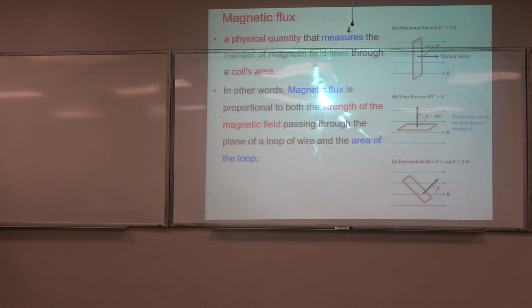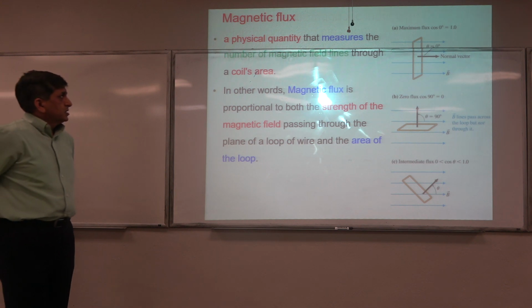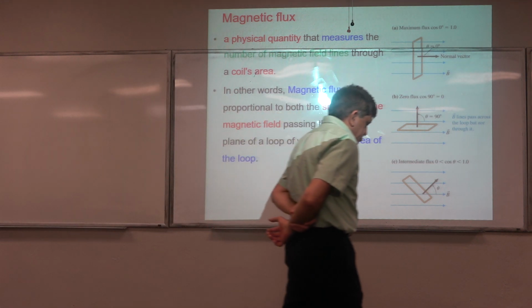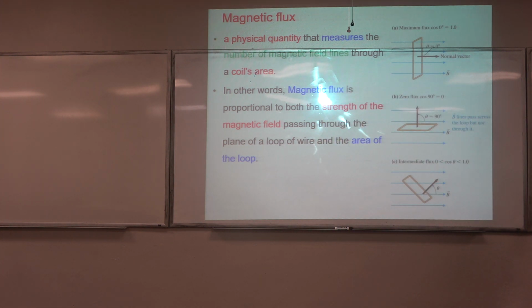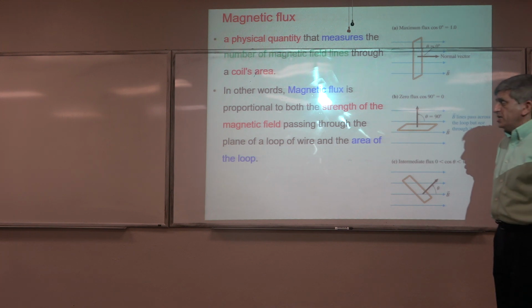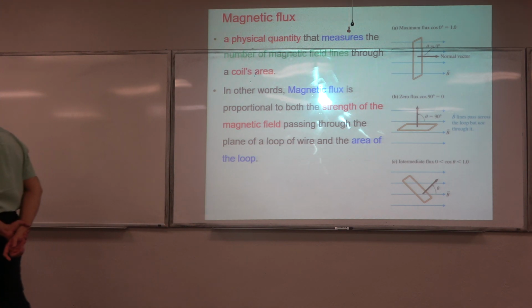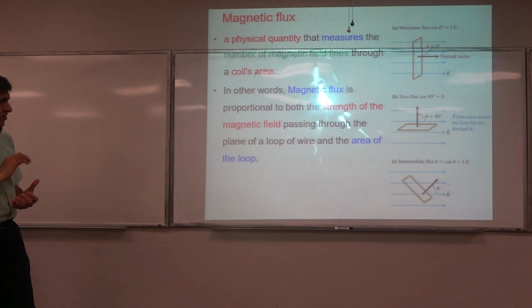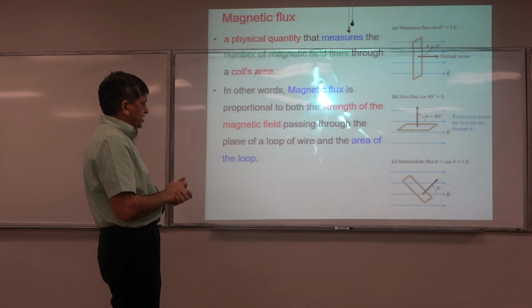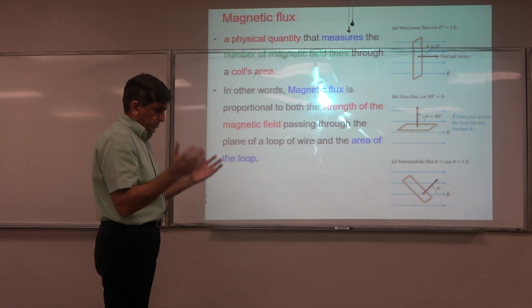Now let's put all this together. The passing of the magnetic field lines through the cross-sectional area is called the magnetic flux. A physical quantity that measures the number of magnetic field lines passing through a coil's area. In other words, I can say that the magnetic flux is proportional to the strength of the magnetic field lines passing through the plane of the loop of the coil or the area of the coil.